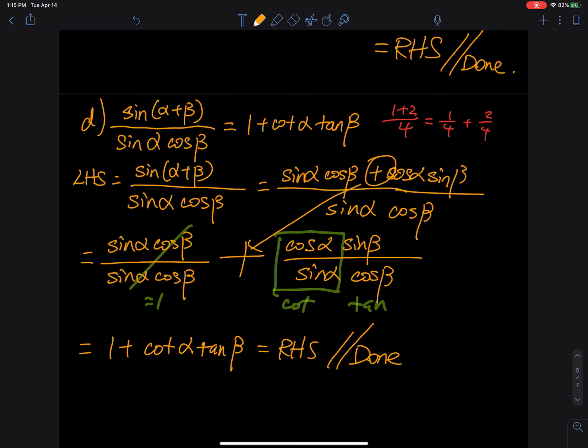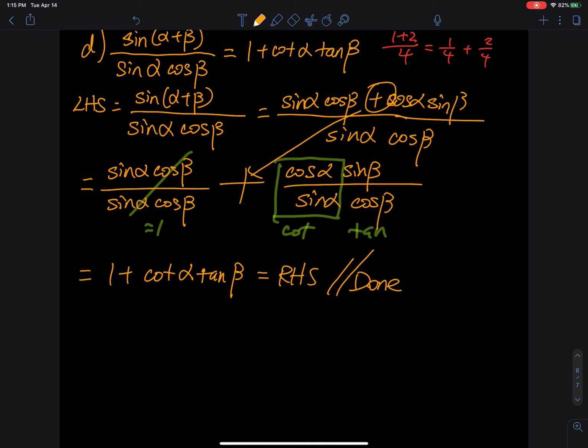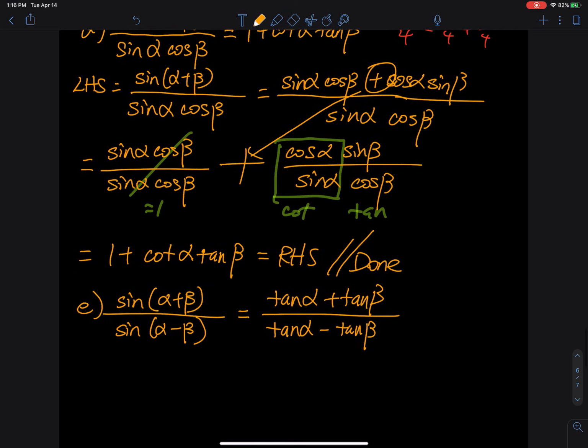Looking cool, right? Next, part E. You have sine of alpha plus beta divided by sine of alpha minus beta equals tangent alpha plus tangent beta divided by tangent alpha minus tangent beta. This one, which side do you want to get?